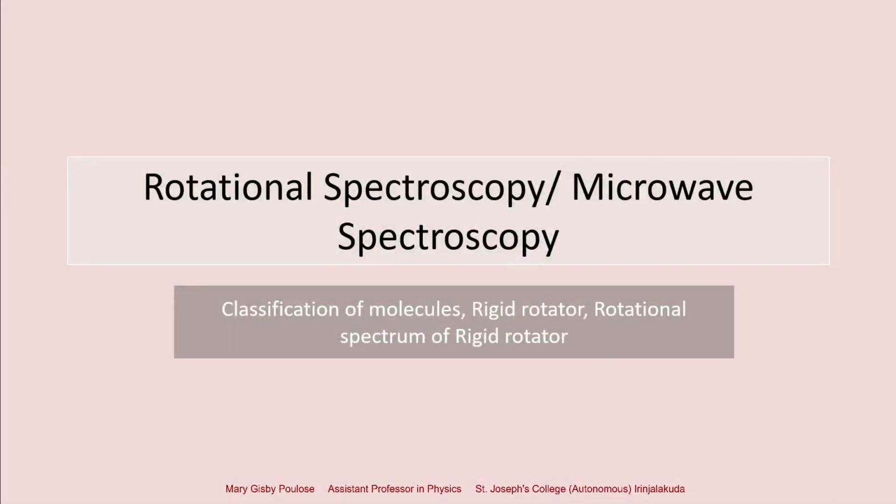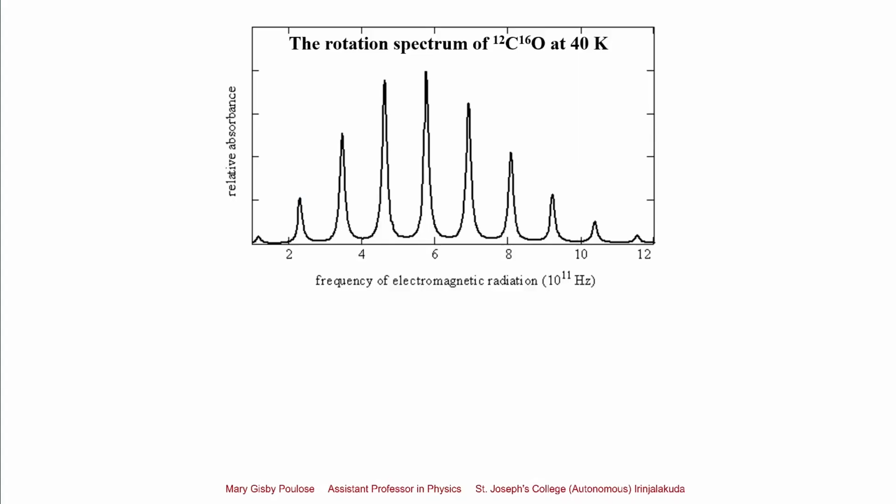Good day, students. Today we shall look into rotational spectroscopy, or microwave spectroscopy. This is the spectrum of carbon monoxide, the rotational spectrum of carbon monoxide. In this, we can see that this molecule has shown spectra at particular frequencies. We shall see how they are formed.